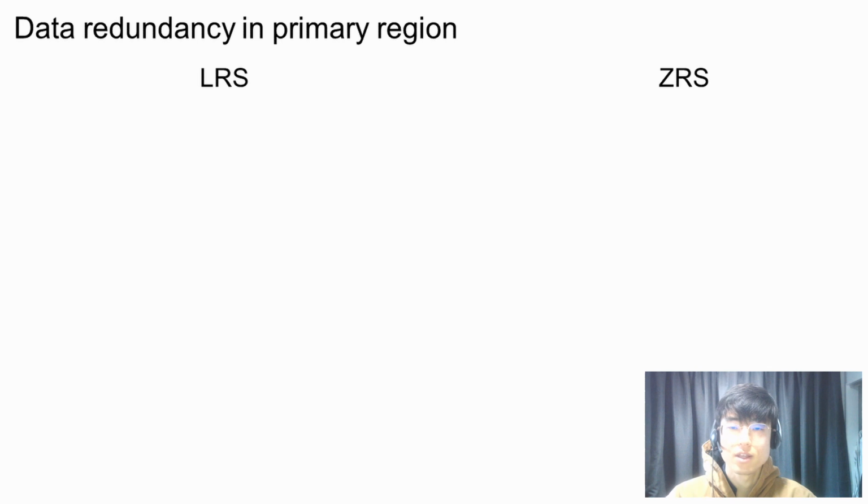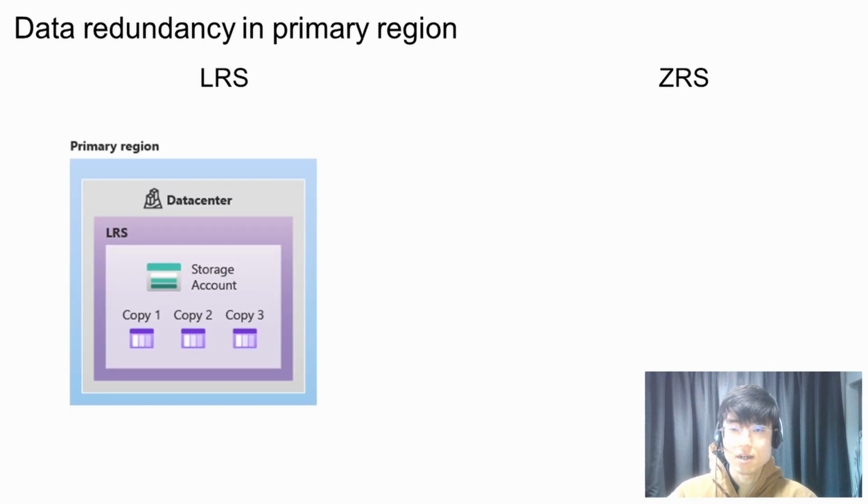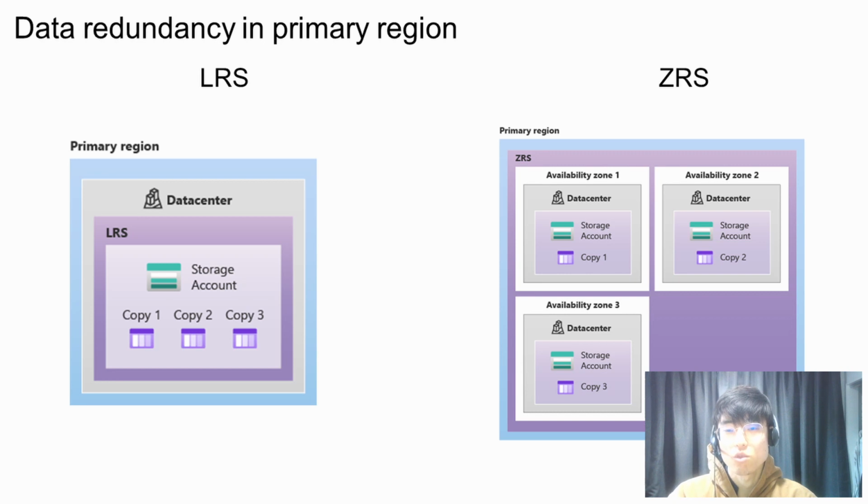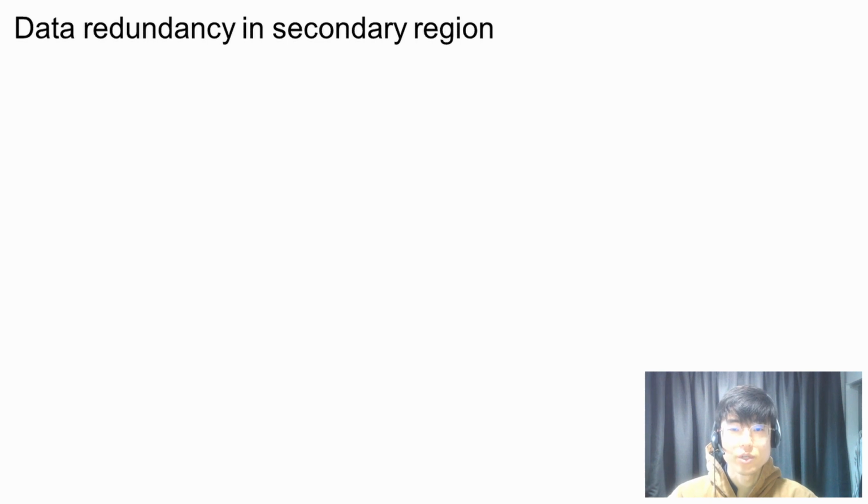So using LRS, the copies are made in a single physical data center, and with ZRS, the copies are made in 3 different availability zones. So moving on to the data redundancy in the secondary region, there are also largely 2 options here. The first one being geo-redundant storage, or more commonly known as GRS, and then geo-zone redundant storage, or more commonly known as GZRS. For both of these options, copies are made in one region, and that set of copies is copied into a secondary region that's far away from the primary region. How the copies are made in the primary region determines which storage option you are using.